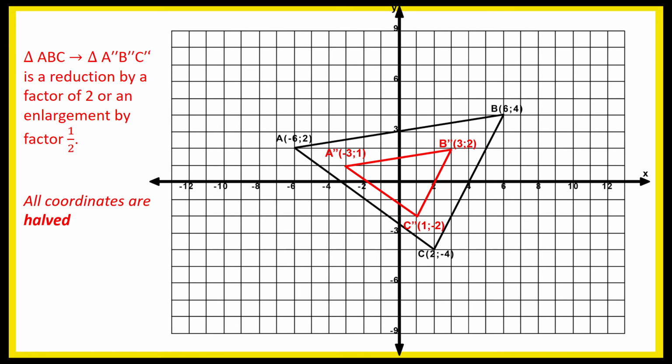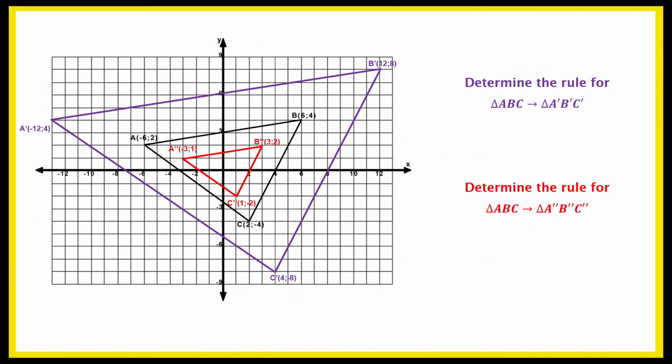Okay, so if you want to look at how you would write that as a rule, it will say determine the rule for triangle ABC to triangle A'B'C'. All you do is you show what x has been multiplied by and what y has been multiplied by. So in this case here, it was enlarged by a factor of 2, so your rule goes (x, y) becomes (2x, 2y). And then for the rule for the reduction, you can write it in two ways. Because you divide it by 2, you can say (x, y) becomes (a half of x, a half of y), or you can say (x, y) becomes (x over 2, y over 2). So you're just showing that the coordinate is halved.